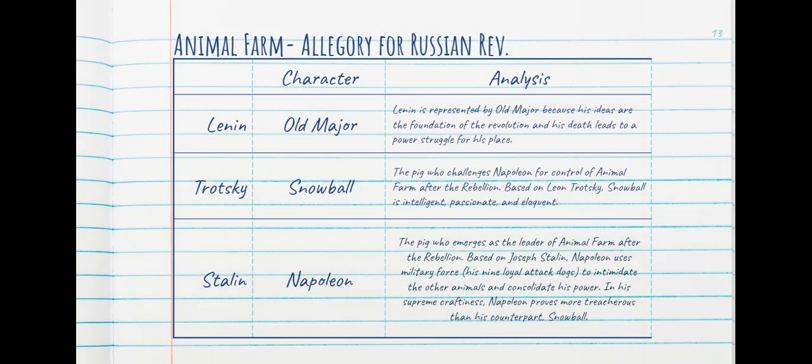His ideas are the foundation, and when he dies, because he has a lot of strokes after taking power, it's a lot of stress trying to deal with all of these warring factions and just trying to get Russia to the Soviet Union. So he passes away of a natural cause, stroke, and after his death, there's a struggle between Snowball and Napoleon, who are representing Leon Trotsky and Stalin.